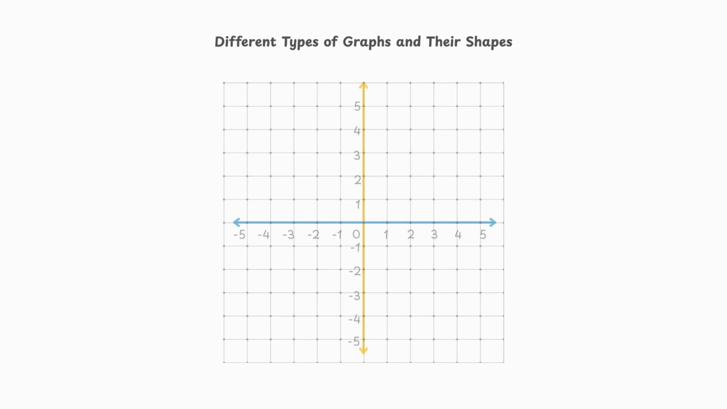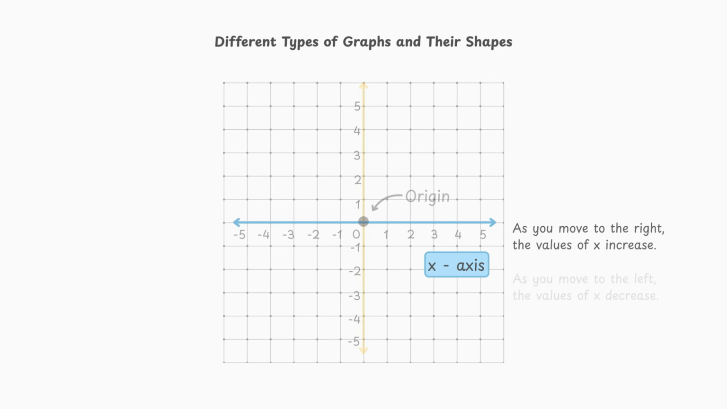Let's get started. Now let's begin by looking at the coordinate grid. This is the foundation for all graphs. In the center, we have the origin. This is the point where both axes meet. Its coordinates are 0, 0. The horizontal line is called the x-axis. This shows values of x. As you move to the right, the values of x increase. As you move to the left, the values of x decrease.